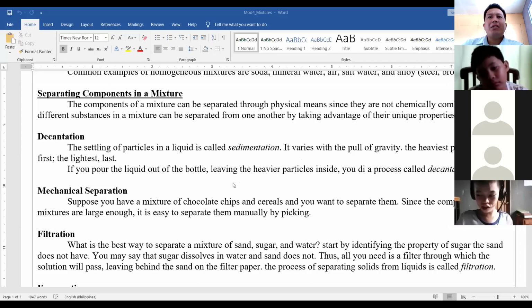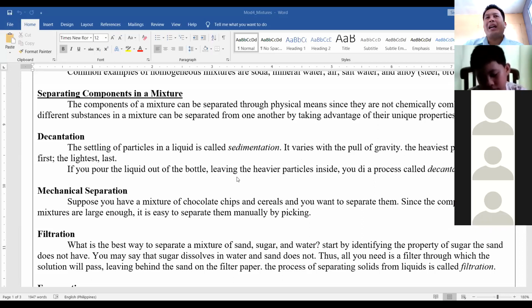Okay? But we also have another way to get the sand particles out of the water. We also have filtration. We can use a filter paper for the sand particles to be removed from the water.